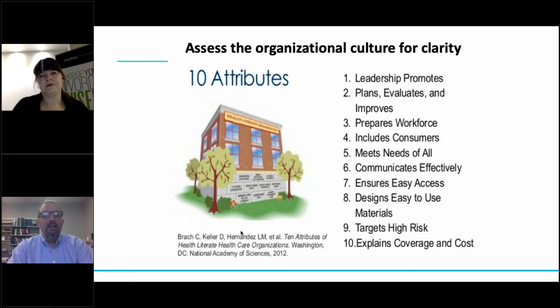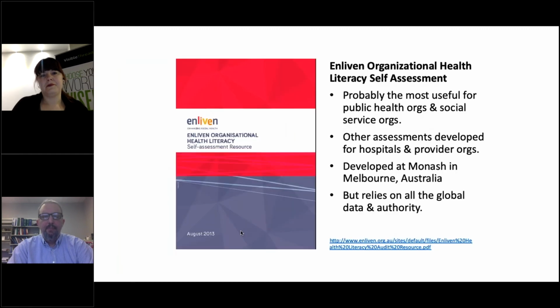Another good thing, on the next slide here, is this Enliven Organizational Health Literacy Self-Assessment resource. Now, this was developed at Monash in Melbourne, Australia, but it relies on all the global data, so it's very helpful. I find this is really helpful for public health organizations and social services organizations. I mean, it's really useful for other things too, but some of the other self-assessments that are out there don't translate well to public health organizations, but this is one that translates really well to a lot of different organizations.